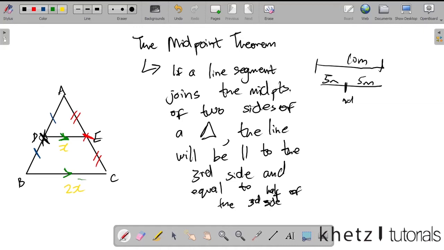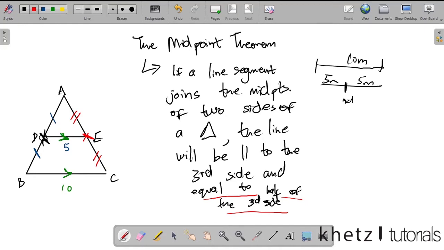If the third side is 2x, whatever x is, we can even use values. Let's say the third side was 10. Then the line segment DE would be 5, because of the last part of our theorem, which says parallel to the third side and equal to half of the third side. So that is what the midpoint theorem is basically saying. That is all there is to it.